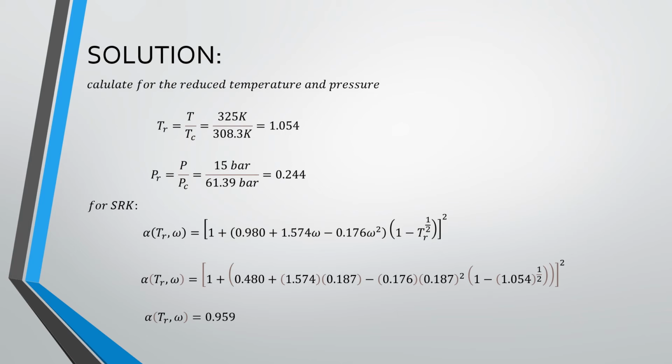First, we need to calculate for the reduced temperature and pressure. Since we already have the value of the critical temperature and pressure, as well as the temperature and pressure of the system, we can calculate for the reduced temperature and pressure. Tr is equal to 1.054, while Pr is equal to 0.244.